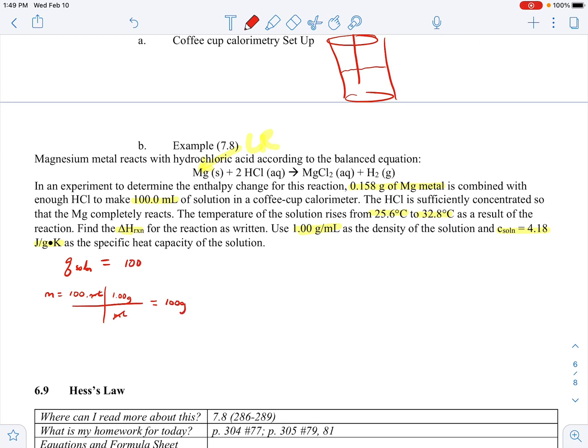So there's our mass. We know our specific heat is 4.18. And we know our temperature change. It went from 25 to 32, so we're going to subtract those 2, right? And we're going to take 32.8 and subtract 25.6. All right, and now we're ready to calculate.